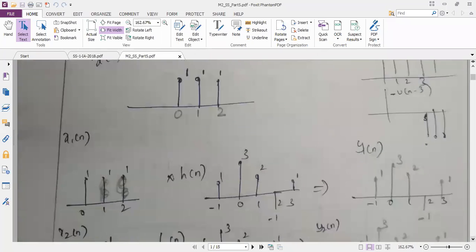So you know very well what method 2 says. I have the input x of n consisting of 3 samples. As per method 2, I have to consider only one sample. That first sample I will take as x1 of n. Before I do this multiplication, let me follow the initial steps.